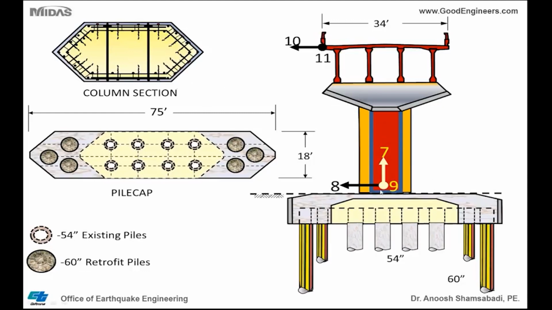But we have a recorded motion. Channel 9 and channel 11 are in the longitudinal direction of the bridge. Channel 8 and channel 10 are in the transverse direction of the bridge. And of course, channel 7 is in the vertical direction of the bridge.